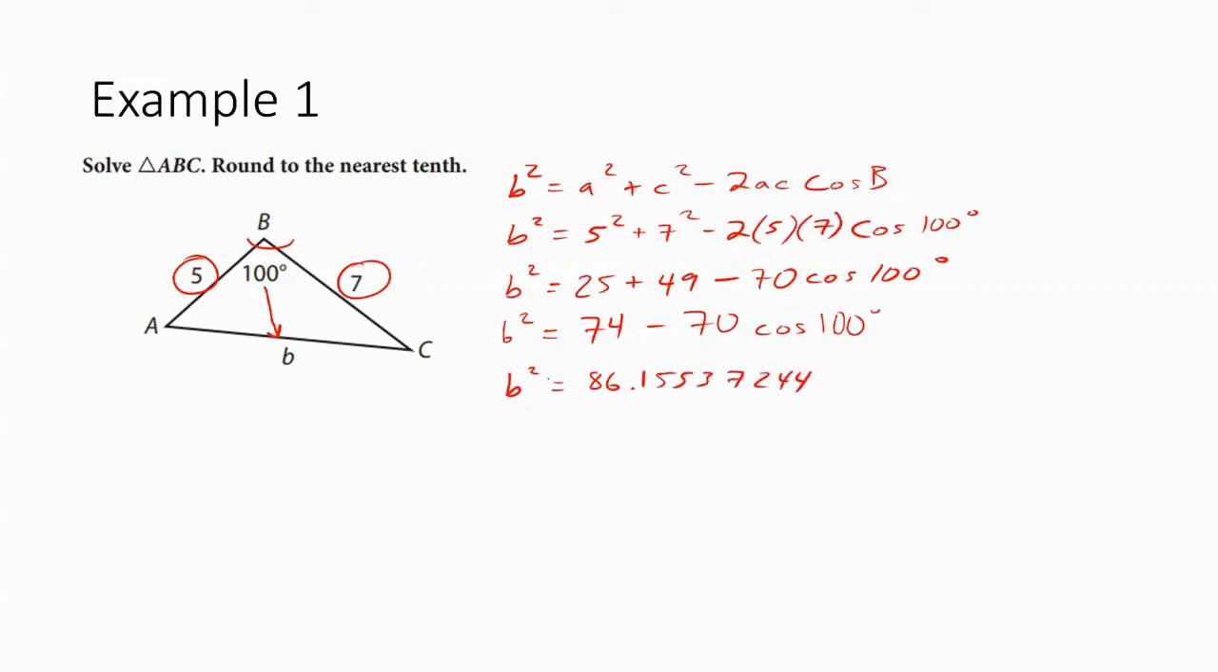86.15537244. Now, I'm not going to reduce yet. In my calculator, I'm just going to press square root of my answer. And I get, for B, 9.2819. I'm just going to round to the nearest tenth. Look at that. Even after all this mumbo jumbo, I still have to pay attention to the instructions. So it looks like my answer is 9.3.